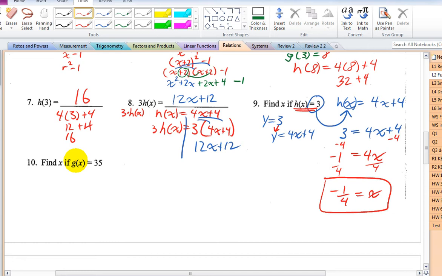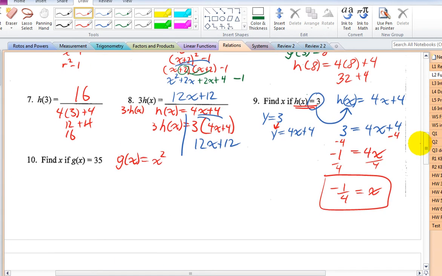Do you guys have question number 10 on there? Good, let's do question number 10. So g of x equals x squared minus 1. So where are we going to substitute the 35? G of x, the whole thing. Okay. So we have 35 equals x squared minus 1. So then plus 1, right, to get rid of it, plus 1. 36 equals x squared.